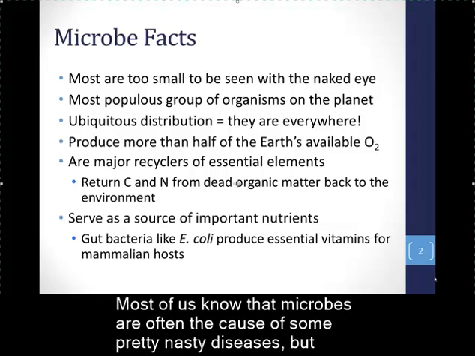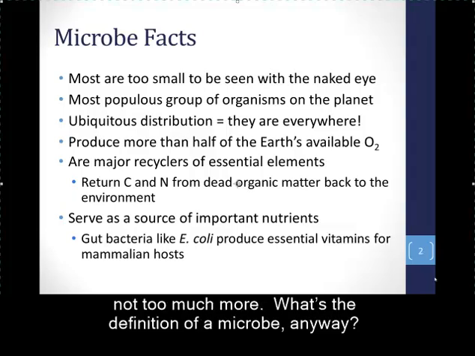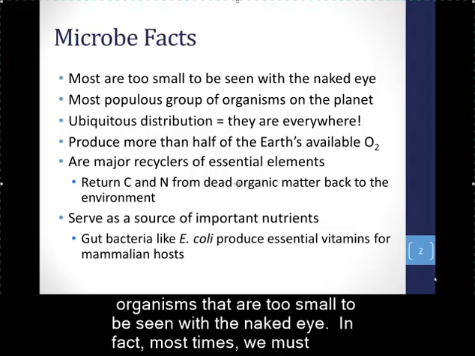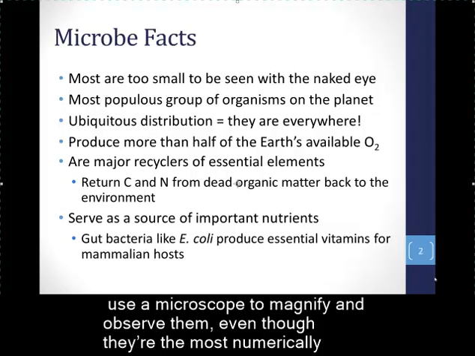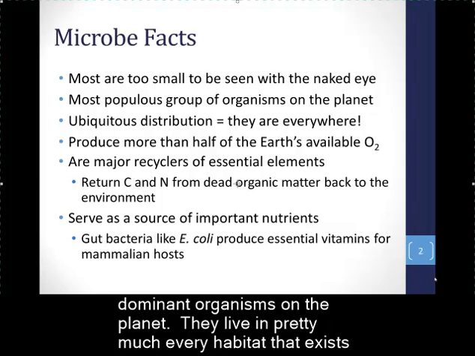Most of us know that microbes are often the cause of some pretty nasty diseases, but maybe not too much more than that. So, what's the definition of a microbe anyway? Well, microbes are organisms that are too small to be seen with the naked eye. In fact, most times we need to use a microscope in order to magnify and observe them, even though they are the most numerically dominant organisms on the planet.